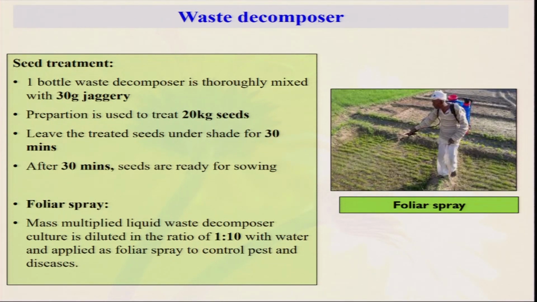Similarly, you can also use it in foliar spray, and we always recommend a 1:10 ratio. If your waste decomposer culture is 1 liter, you use 10 liter. So a 1:10 ratio is always advisable for foliar spray. There are different types of waste decomposer, and in India, the waste decomposer is being popularized very much.